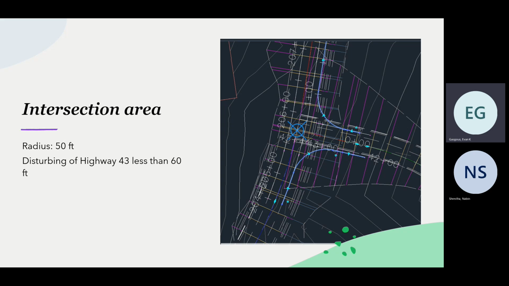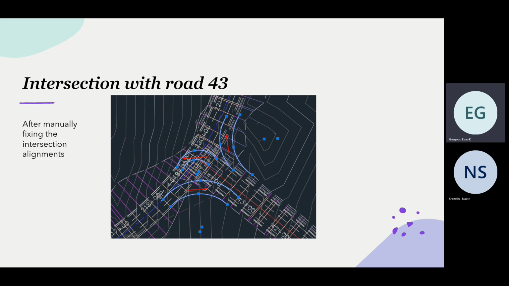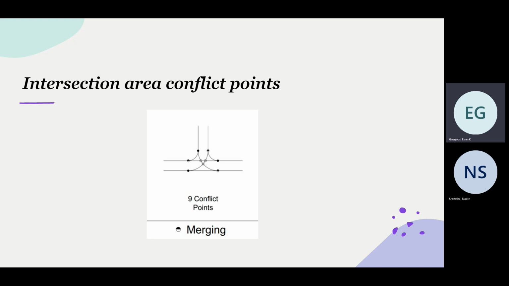And this is our intersection area with a radius of 50 and connecting to road 43 without disturbing the road for more than 60 feet, it was less than 60 feet. And this is our manual fixed assembly for intersection and alignment. Here's our complex point. We have 9 complex points merging.